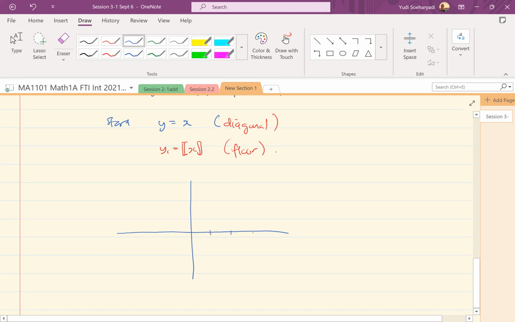1, 2, 3, 4. 1, negative 2, negative 3. All right, so this is the diagonal. This is y, x.